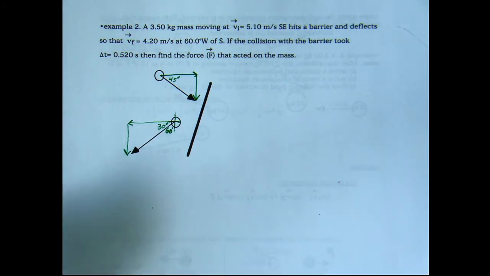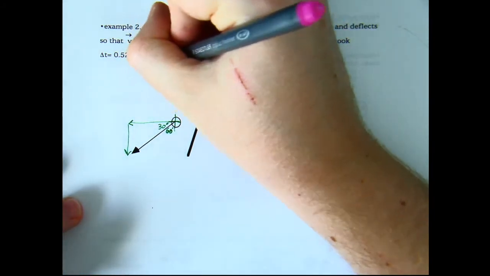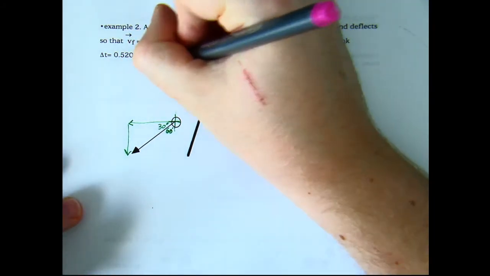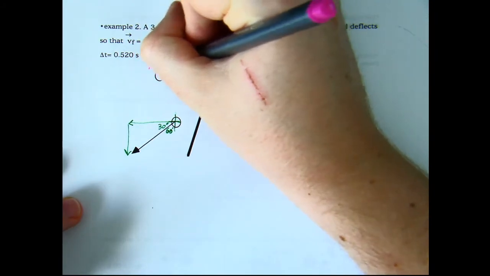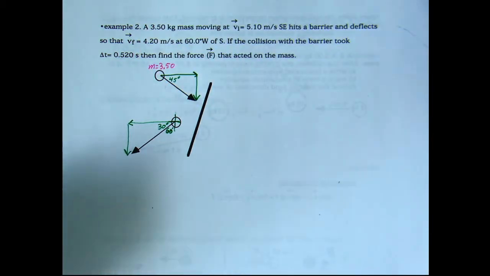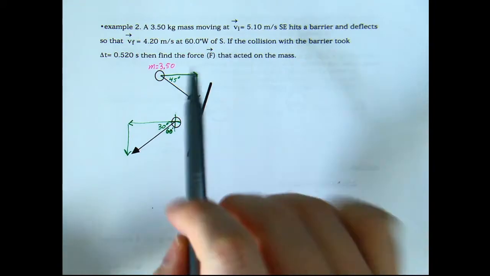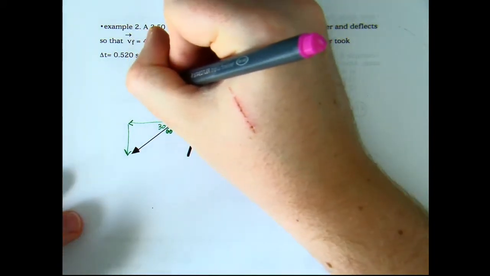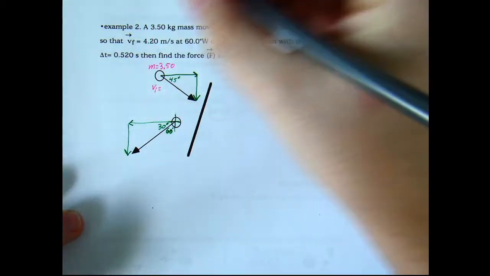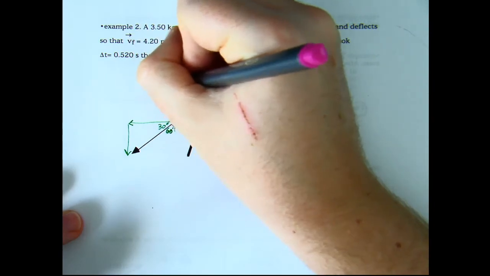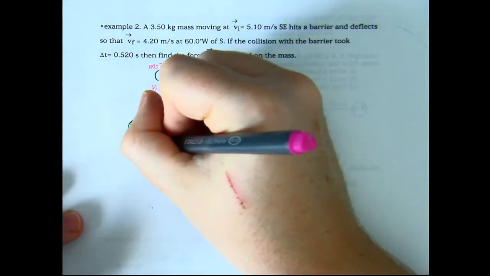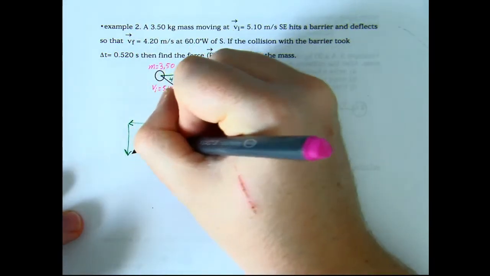We know the mass of this thing, it's the same object, so I only record that once, it's 3.5. We know that the velocity here is vi equals 5.10, and the final velocity here, vf, equals 4.20.